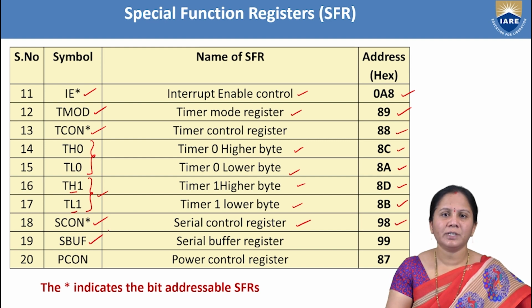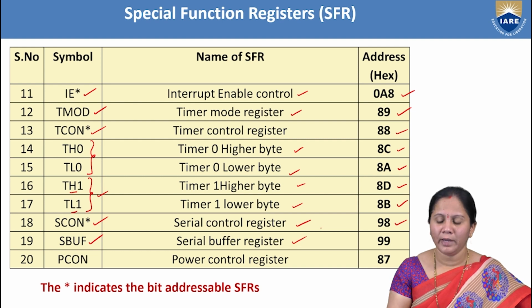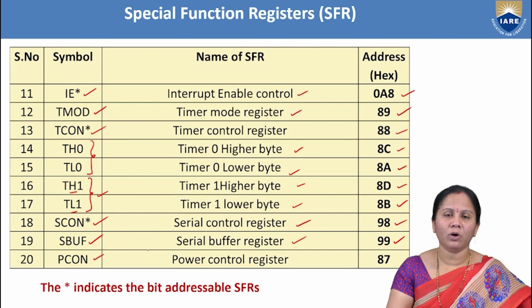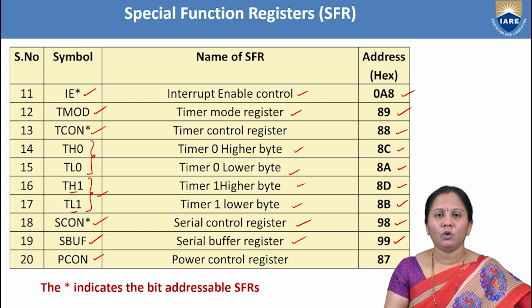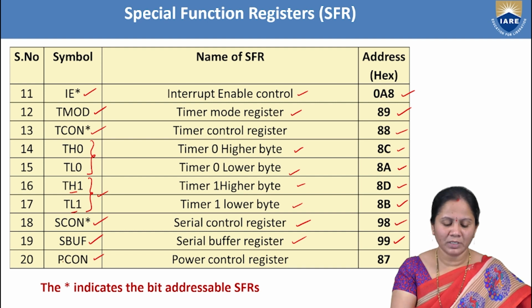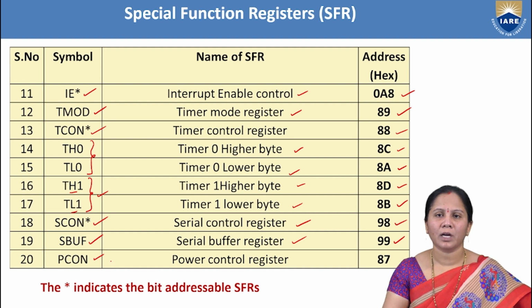The next register is SBUF. SBUF stands for serial buffer register, and its address is 99. And PCON, that means power control register. P stands for power and CON is for control. Its address is 87.